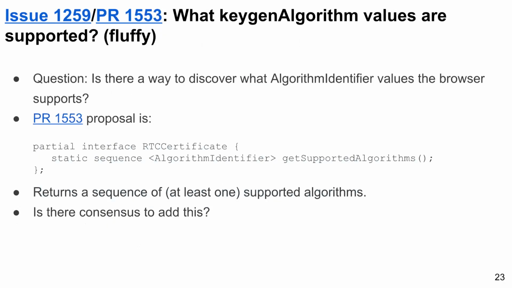All right. So this was a question that came from Cullen as to how to discover what algorithm identifier values the browser supports. So in PR 1553, we have a proposal for this, which is to add a get supported algorithms method, which returns a sequence of at least one supported algorithm. And I guess the question for the group is, is this something people will implement? And is there consensus to add this to the spec to solve the problem Cullen brought up?